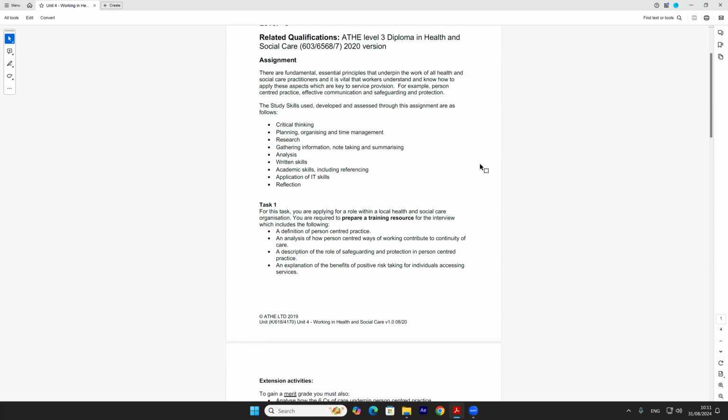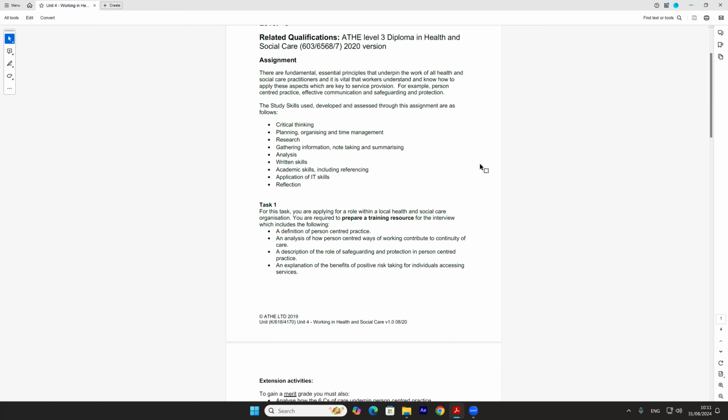And why is it important? Ensuring continuity of care through a person-centered approach improves the individual's experience and outcome, leading to more effective and sustainable care delivery.